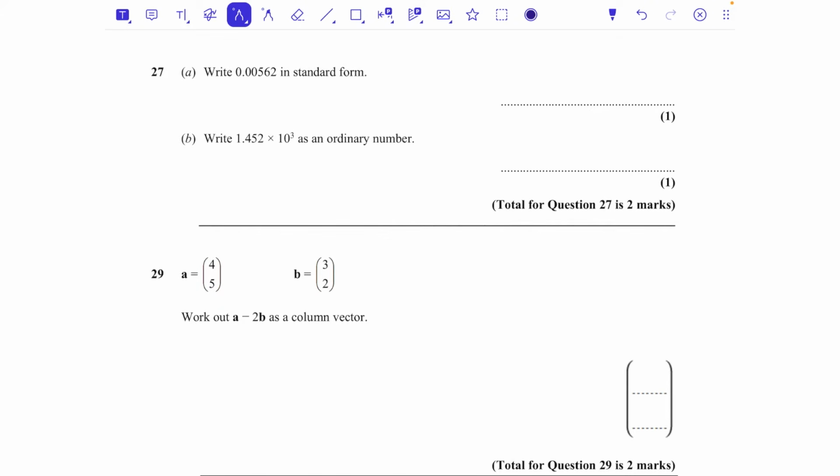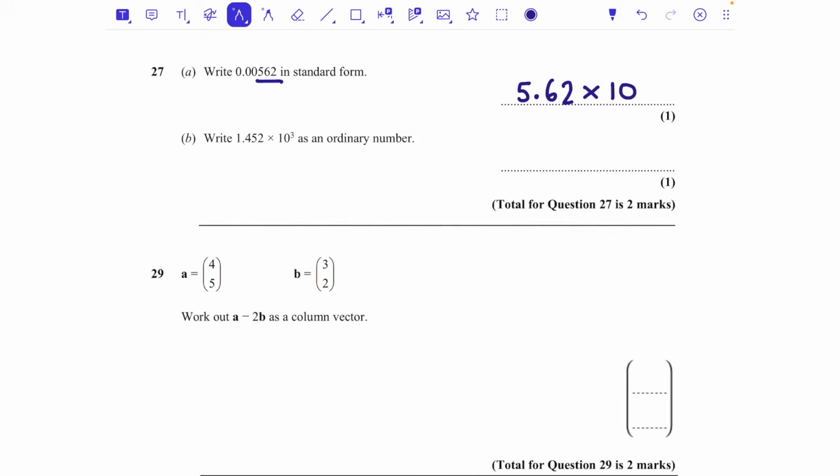Question number 27, write 0.00562 in standard form. So standard form is when we have the digits written between 1 and 10. So in this case, 562, I'm going to write 5.62 because it has to be between 1 and 10, times 10 to the power of something. Now it's always times 10, even if it's a really, really small number where clearly we're dividing by 10, or if it's a really, really big number like 5,620,000 or whatever, we're always going to put times 10. And then if you've got a really, really small number like you do here, the power is negative. If you've got a really, really big number, then the power is positive. So in this case, we've got a really small number. That power is going to be negative.